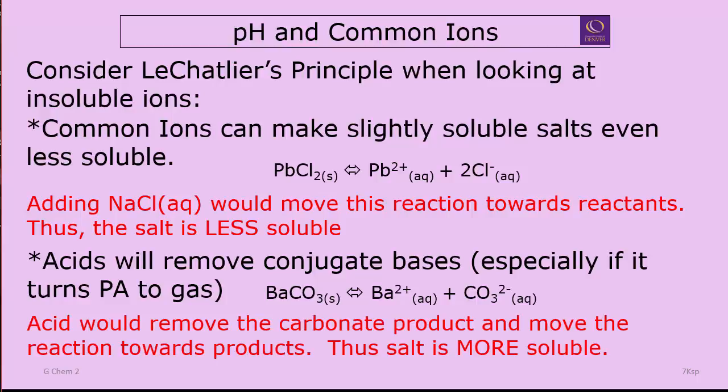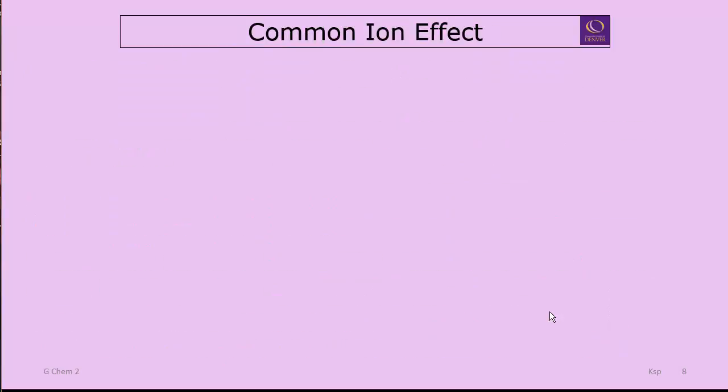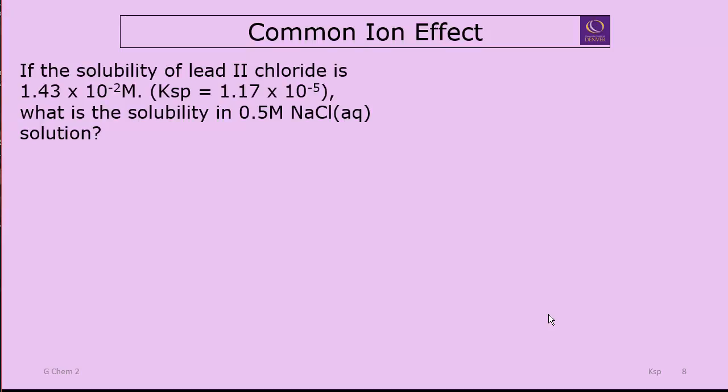So I've got that comment in here. Acid would remove the carbonate product. Removing the product would shift this to the right. That would make the salt more soluble. So now we're going to do an actual calculation and see how this changes things.